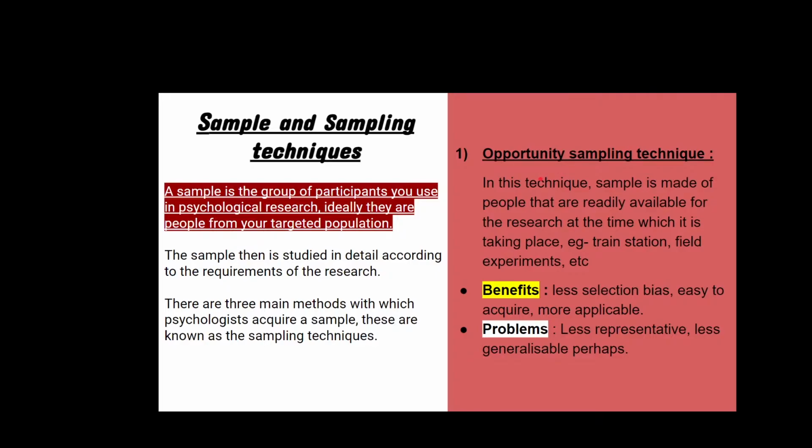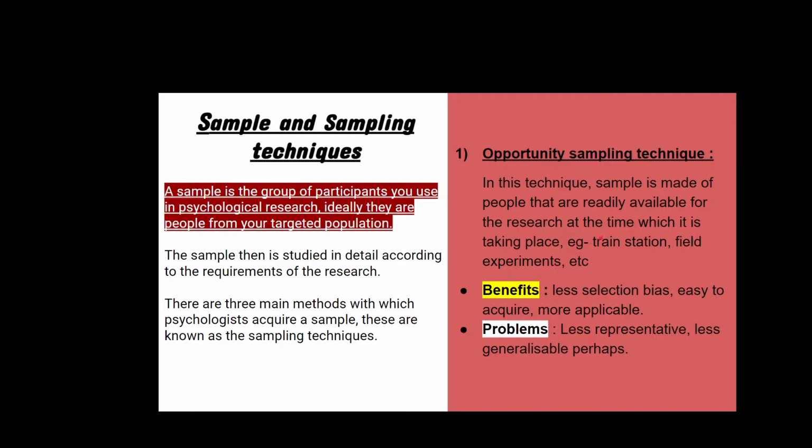where you simply use people that are available at the time of the research, so whoever you can find at that time. So for example, you're conducting a study at the train station, a field experiment even. So whoever is boarding the train at that moment, you can select some of those people as your participants, and that will be an opportunity sampling technique selection.